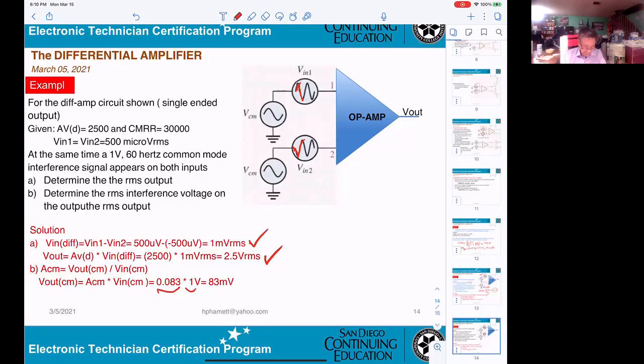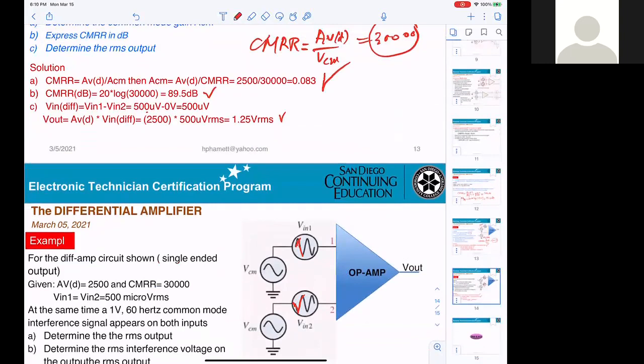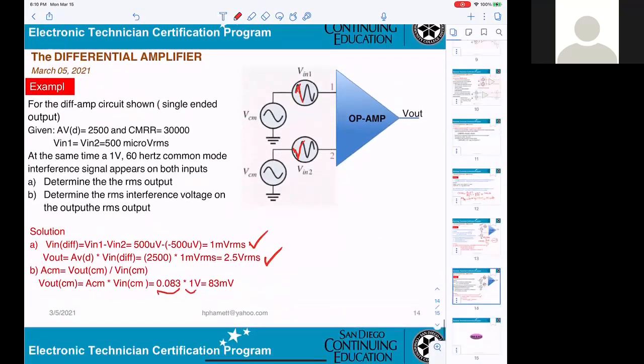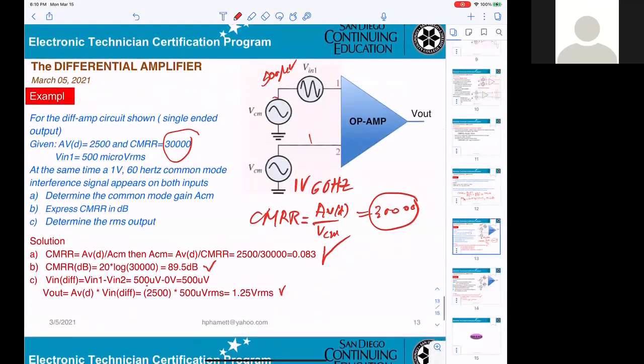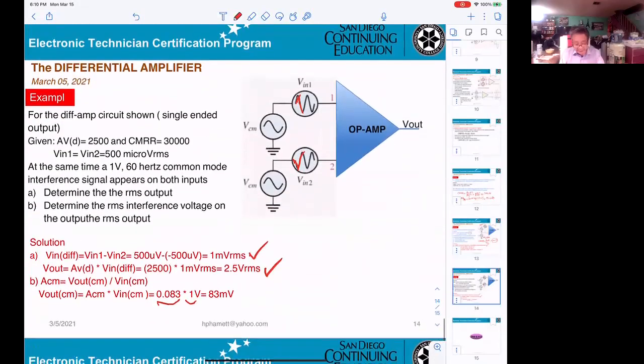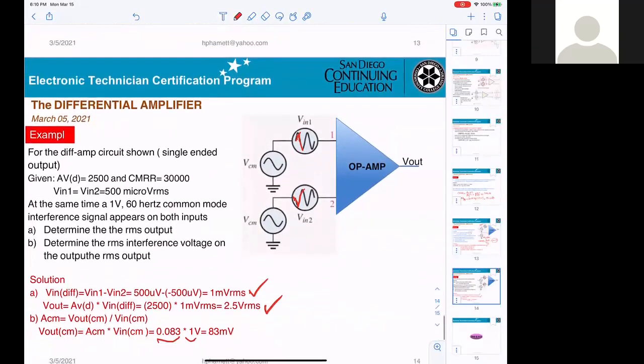Okay, so we're done with this one. Mr. Pham, can you go back to that slide? The very last line says V out is equal to ACM times V in, which is equal to 0.083. Now, how do we get 0.083 again? We already calculated it here. Oh, it's the same problem. Yeah, same problem. The only thing is they apply 2 inputs instead of 1. Right. Okay? Yeah, thank you. You're welcome.